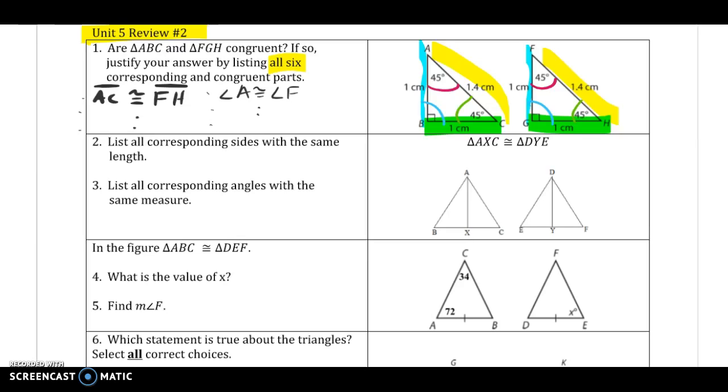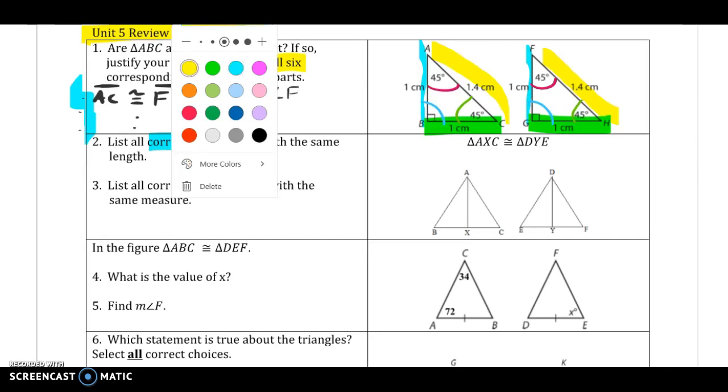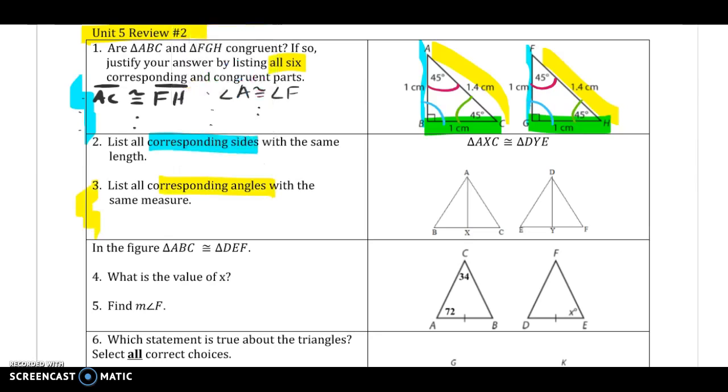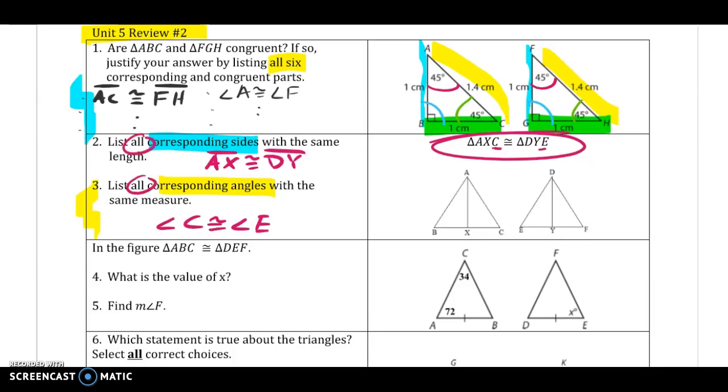So number 2 and 3 are kind of asking the same thing. Number 2 is saying all the corresponding sides, so I want to see all of this stuff. And number 3 is saying all the corresponding angles, so I want to see all of this stuff. Now, you really don't even need to look at this picture, because everything you need is in here. For example, a corresponding side would be AX with DY, and a corresponding angle could be like C with E. Now remember, they say all, so your job is to finish this assignment.